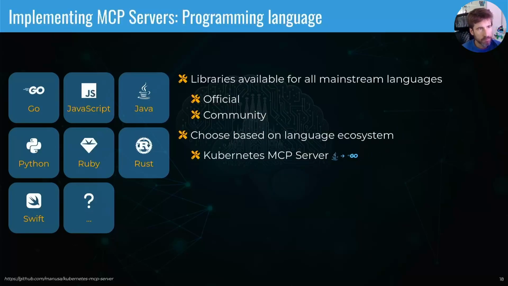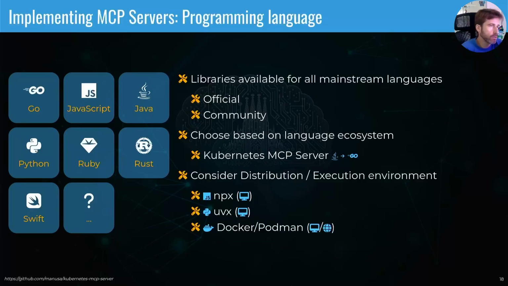However, maybe you want to choose based on the language ecosystem. So this is a good example for the Kubernetes MCP server. It was initially implemented in Java. However, most of the Kubernetes tooling is based around Go. So I opted to port it to Go in order to provide more functionality. So this is something that might also be applicable for your MCP servers. If maybe you are implementing an MCP server for an internal product that's based on Ruby, why not use Ruby?